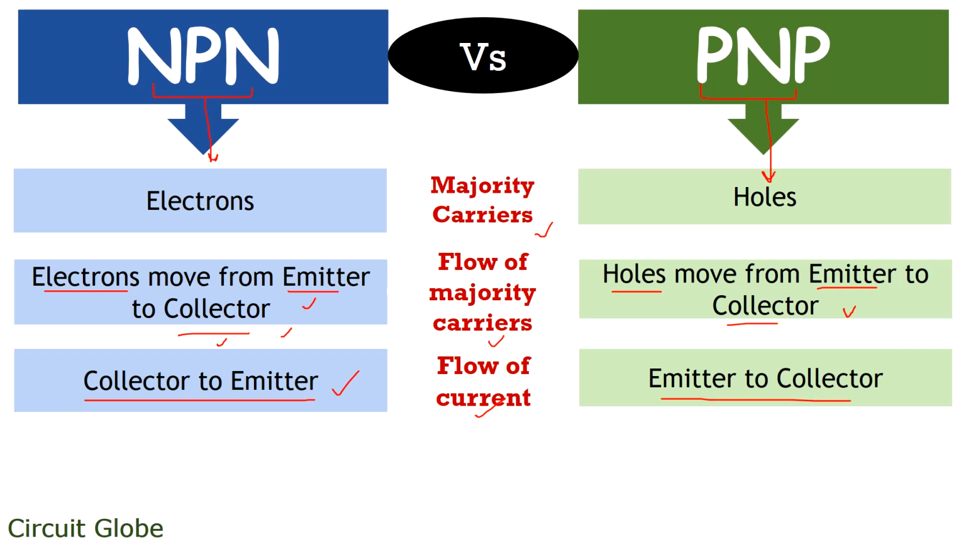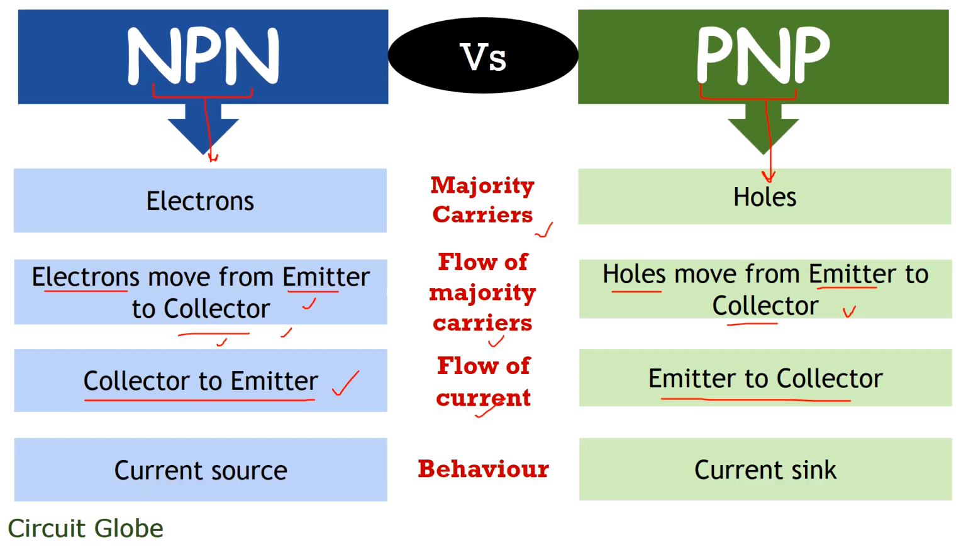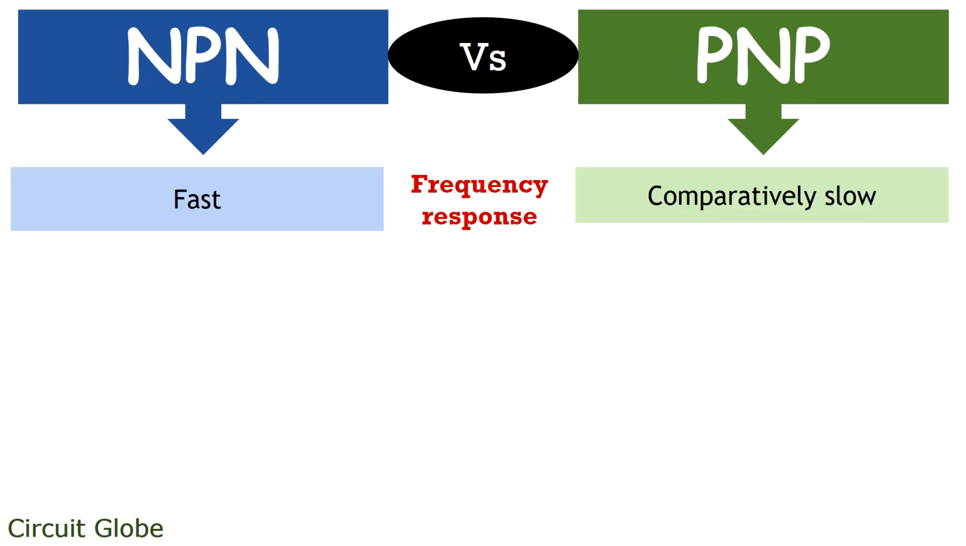Talking about the behavior of the two, NPN transistor acts as current source because it sources current from the base terminal of transistor, while PNP transistor acts as current sink because it sinks all current into the base region. Due to this, when base current increases, the NPN transistor gets on, while this case is opposite in case of PNP transistor. Talking about frequency response, NPN transistors offer faster frequency response in comparison to PNP transistor.